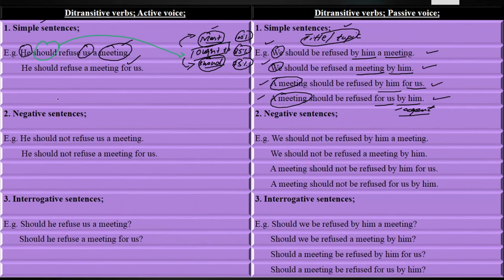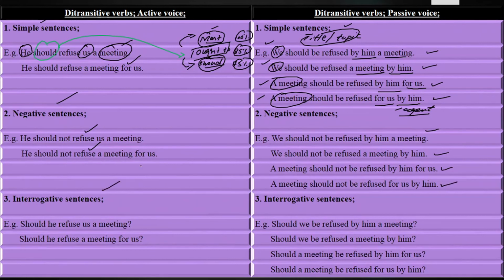Next we have negative sentences. Those sentences in which we deny the statement, reject the statement and refuse the statement are called negative sentences. He should not refuse us a meeting, he should not refuse a meeting for us. We should not be refused by him a meeting, we should not be refused a meeting by him. A meeting should not be refused by him for us, a meeting should not be refused for us by him.